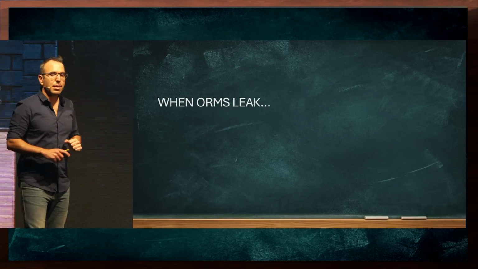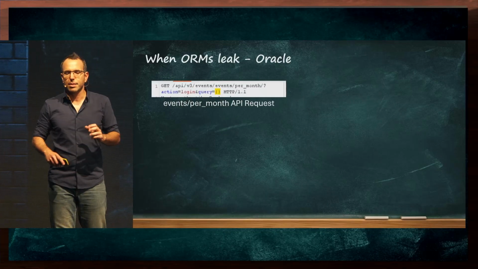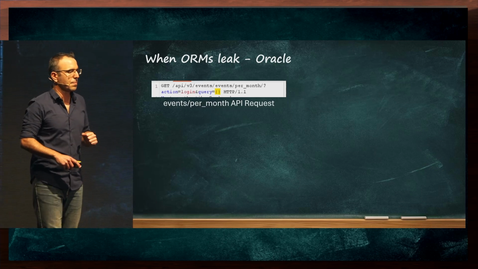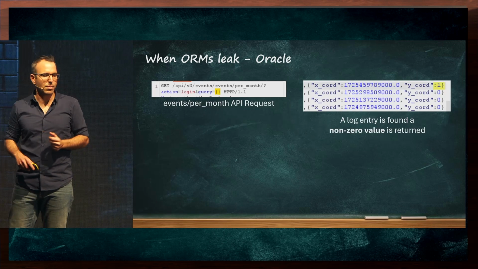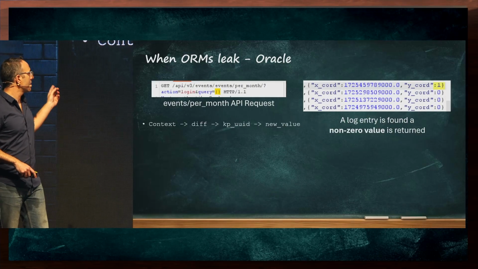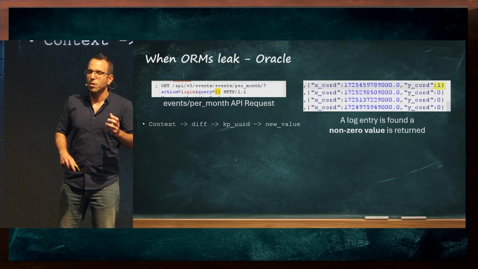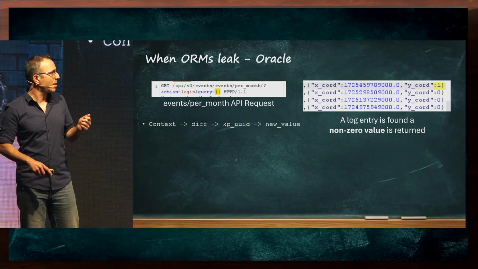Let's try to exploit our ORM leak. Here's a typical request to the leaking events API. If a log entry is found, a non-zero value is returned. The content we are looking for is under context diff KPUUID new value. So we updated the request to include a regex query to exploit the ORM leak.